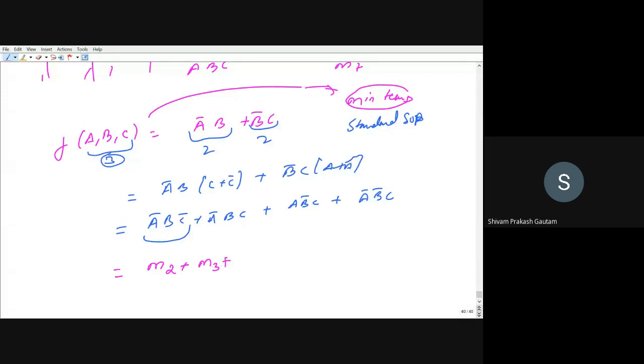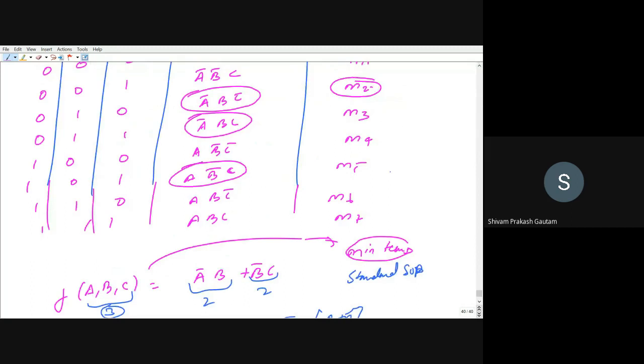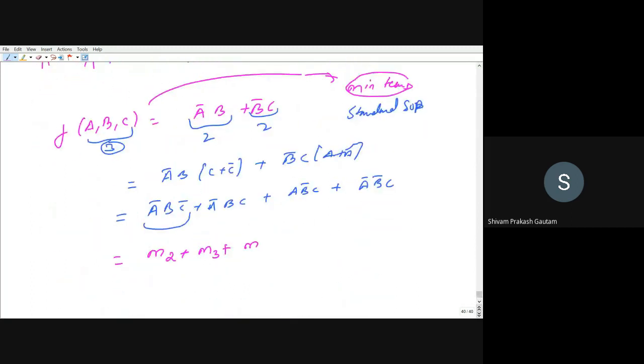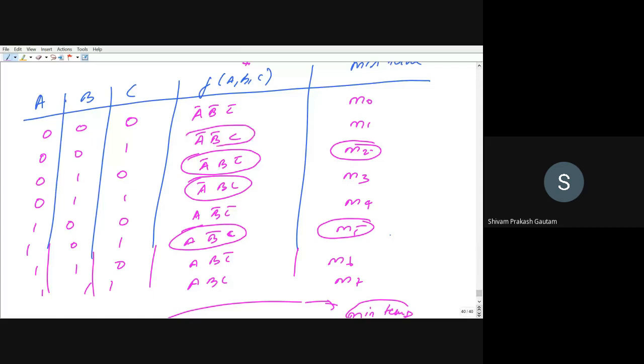plus A B bar C. This is A B bar C. So this is M5. This is minterm 5 plus A bar B bar C. This is M1.